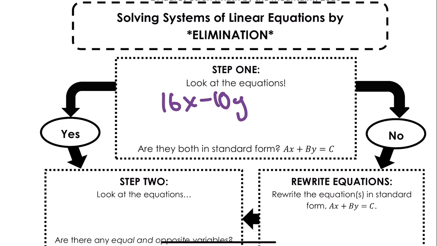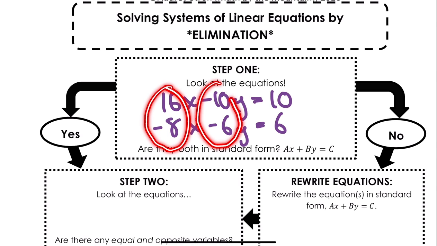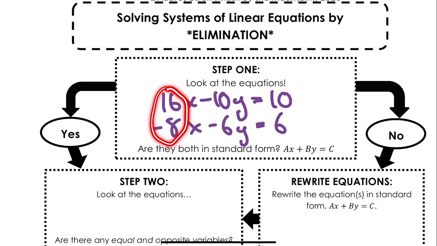Let's start with 16x minus 10y equals 10, and negative 8x minus 6y equals 6. Usually with our elimination problems, we'll start out with equal but opposite numbers for our variables. But here we don't have that. Usually we'll have an 8 and an 8 or a 10 and a 10, but all of these are different. So to change that, we're going to need to multiply one of these to fix it.